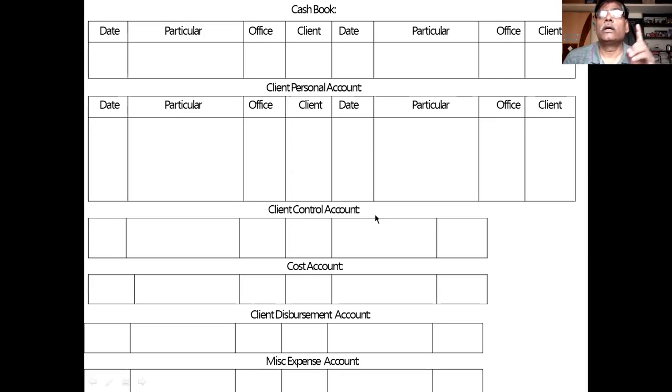And control account. In the control account, what to write? Debit side, fee charged and disbursement made. Credit side, by bank, disbursement made. This is the only entry. And cost account, you write only cost on the credit side as the cost control. In the disbursement account, credit side, you write cost control. Debit side, you write expense not charged. In the expense account, in the credit side, you write only one, that is expense not connected.